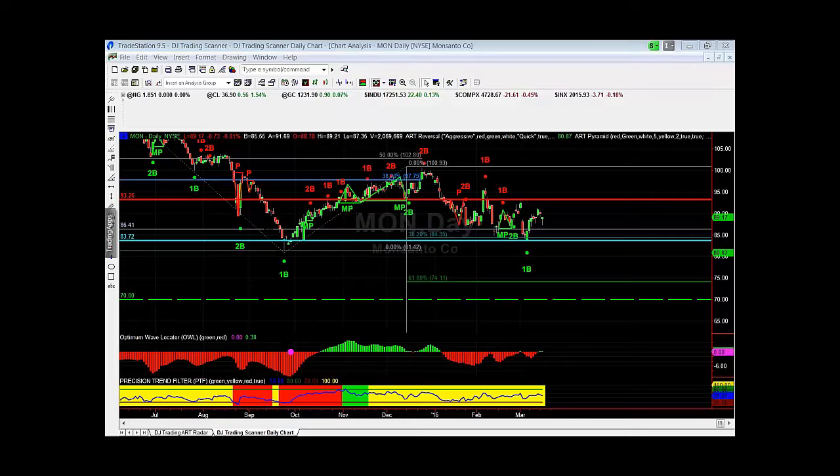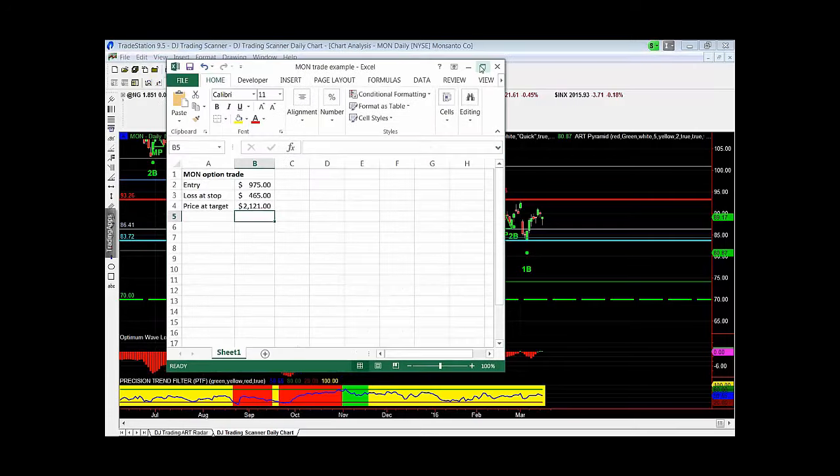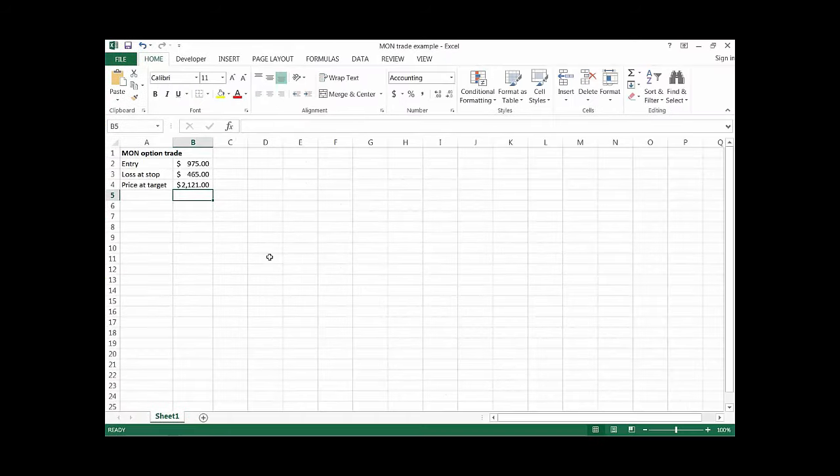I whipped up a quick spreadsheet so you can see, because we're able to project, and I teach you how to do this in the class, what the price of a contract is going to be at a future point in time. So the price is going to be about $9.75 for the contract at entry. If it turns around and goes the wrong way, the price of the contract is going to be $4.75, so we're going to lose about $500.